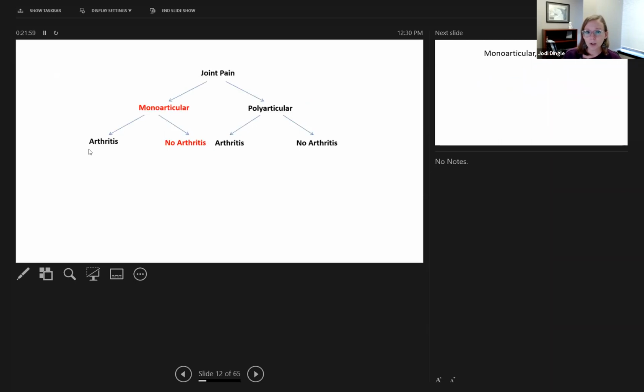All right. So next, we're going to go to monoarticular, but there's no arthritis. So they're having pain in one joint, but there isn't that limited range of motion effusion that you see with arthritis.